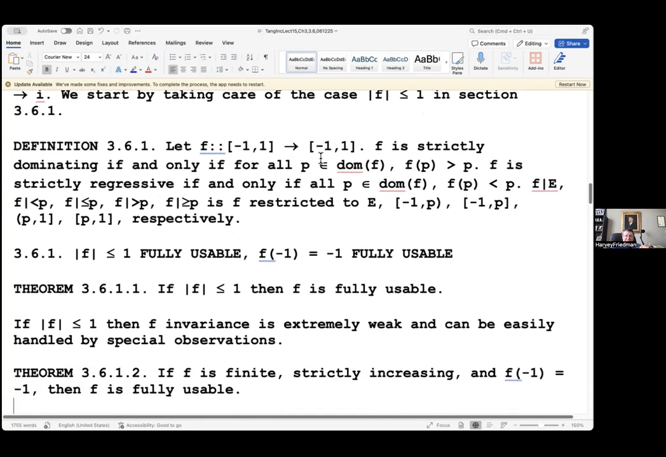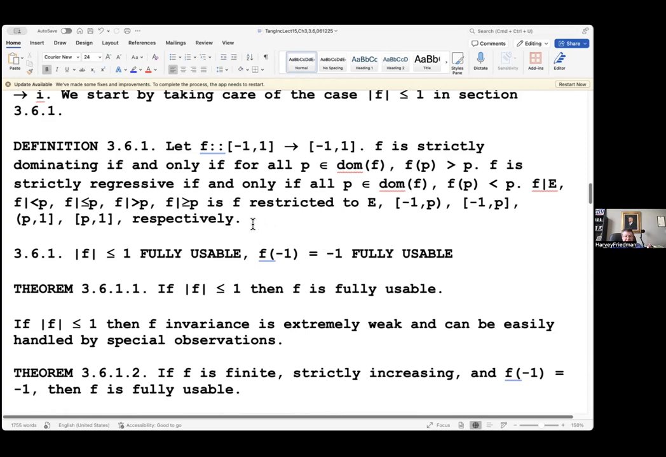All right. So if you have a function f, it's strictly dominating if f of p is bigger than p for all p in the domain. And it's strictly regressive if f of p is less than p for any p in the domain. Then f restricted to less than p, f restricted to less than or equal p, f restricted to greater than p, f restricted to greater or equal to p. These are all just ways of restricting the domain of f.